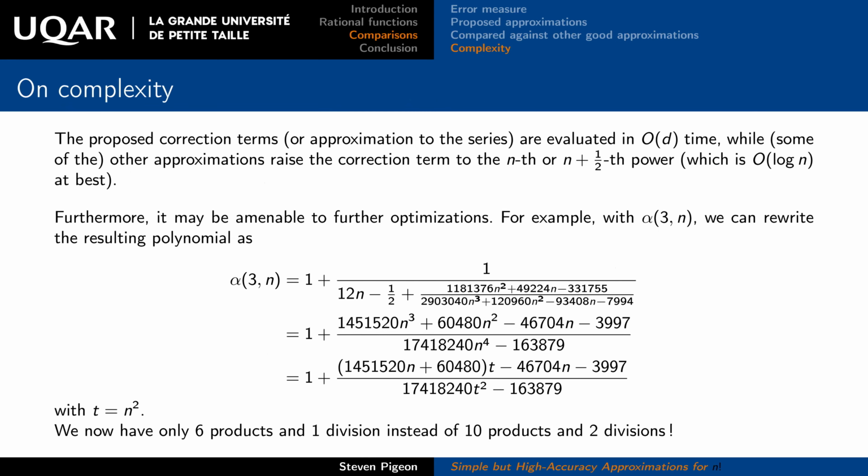Now a word on complexity. Most of the other approximations raise the correction term to the nth with the nth plus or minus 1/2 power. This requires at least order of log n steps. Our proposed solutions are, at least for the correction term, evaluated in order of d, the degree, regardless of n. Moreover, we may be able to find some efficient way to evaluate the rational function. In our example, we reduce the number of products from 10 to 6 and cut one division, just by reorganizing the formula and factoring out n squared.